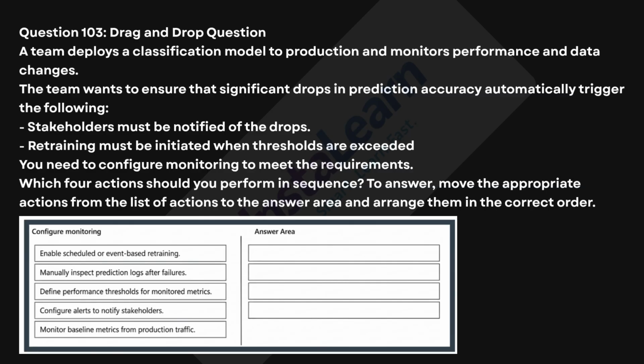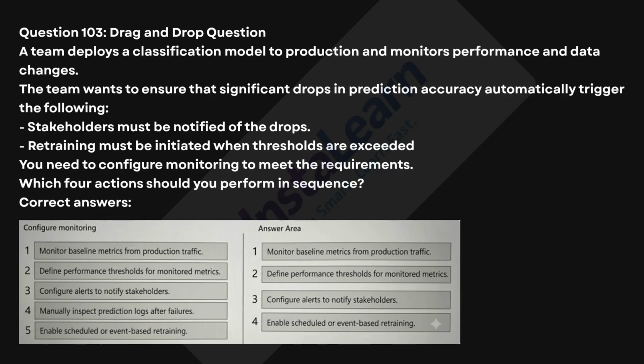Manually inspect prediction logs after failures. Define performance thresholds for monitored metrics. Configure alerts to notify stakeholders. Monitor baseline metrics from production traffic. Correct 4 actions in sequence.